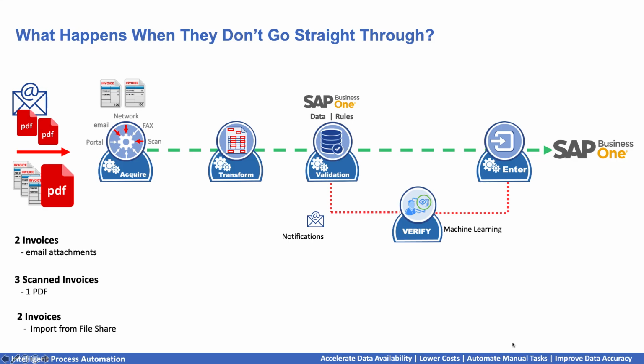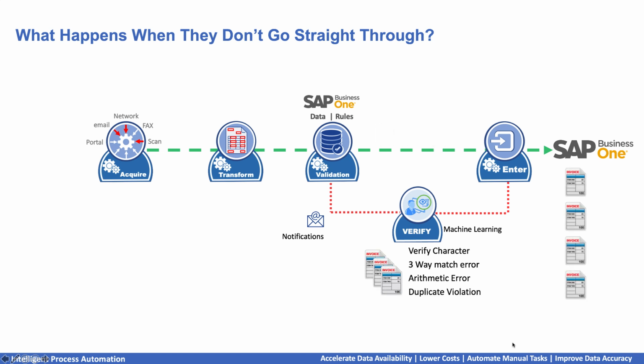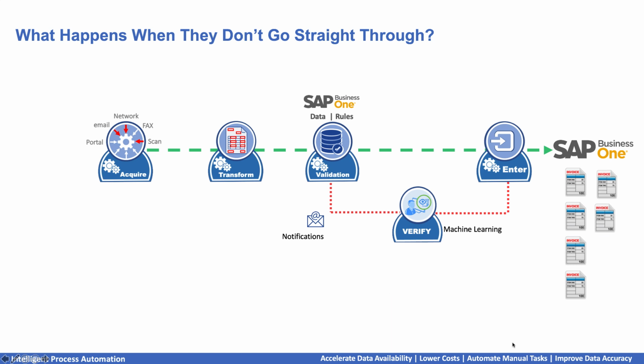So there you have it. 7 invoices submitted. 4 went straight through. 3 went for verification. 2 were entered into SAP, and 1 was held back for review and approval.